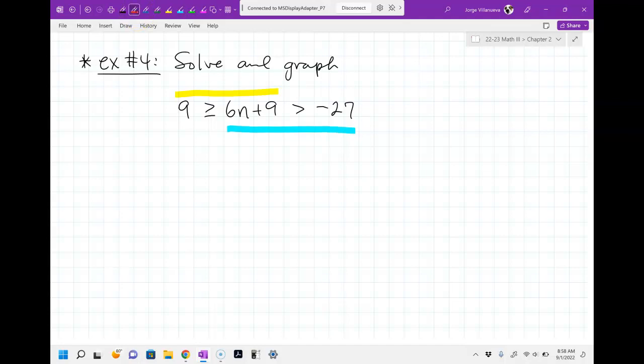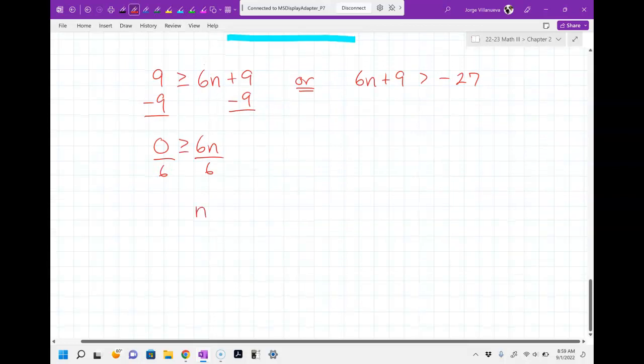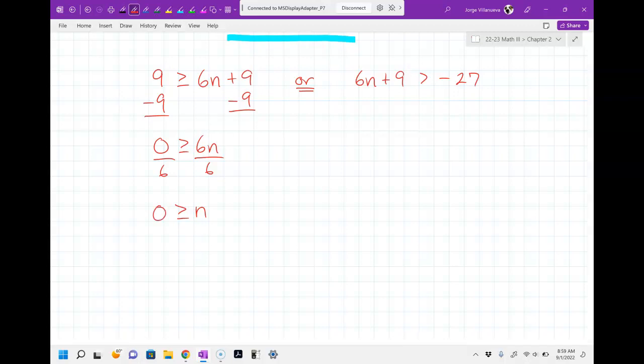So here we go. 9 greater than or equal to 6n plus 9, or 6n plus 9 greater than -27. So let's go and start working on the left side. If I subtract both sides by 9, I get 0 greater than or equal to 6n. And then I just got to divide by 6. And I get 0 greater than or equal to n.